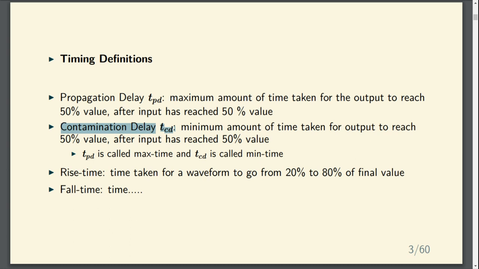Before we continue, just one question that you can think on. We have defined propagation delay and contamination delay. Of these two timing definitions, which do you think is going to be larger for a circuit in general? It will have some propagation delay, it will have some contamination delay. Which do you think is going to be higher? This is something that you can think on. Later on, we will discuss the answer also.